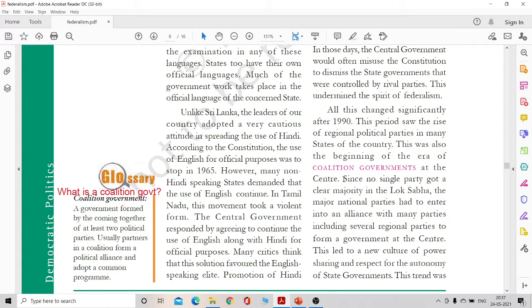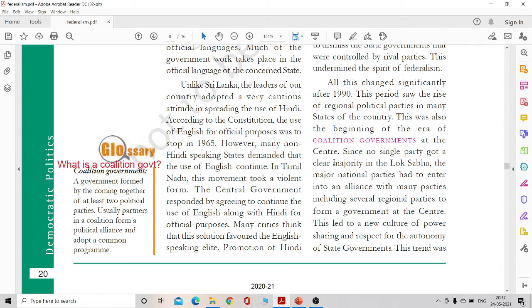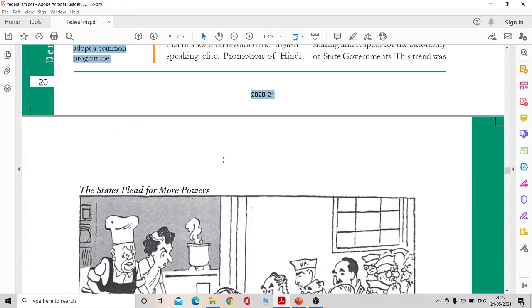For example, in Lok Sabha, if a single party does not have a majority, then many other regional parties together form a government at the center, right? So this would be additionally your answer to a one marker question, what is a coalition government, right?